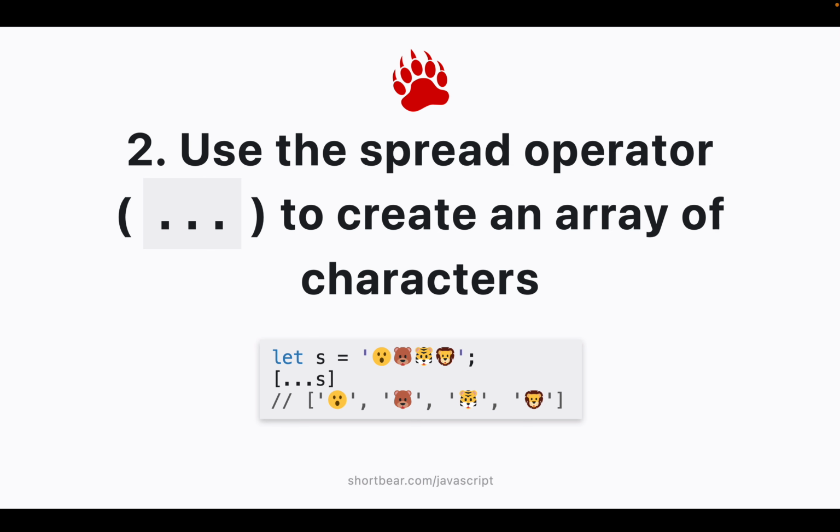Step 2, we're going to use the spread operator to create an array of characters. So this is the spread operator right here. So I'm doing ... my variable inside of square brackets, and that will generate an array of individual characters.